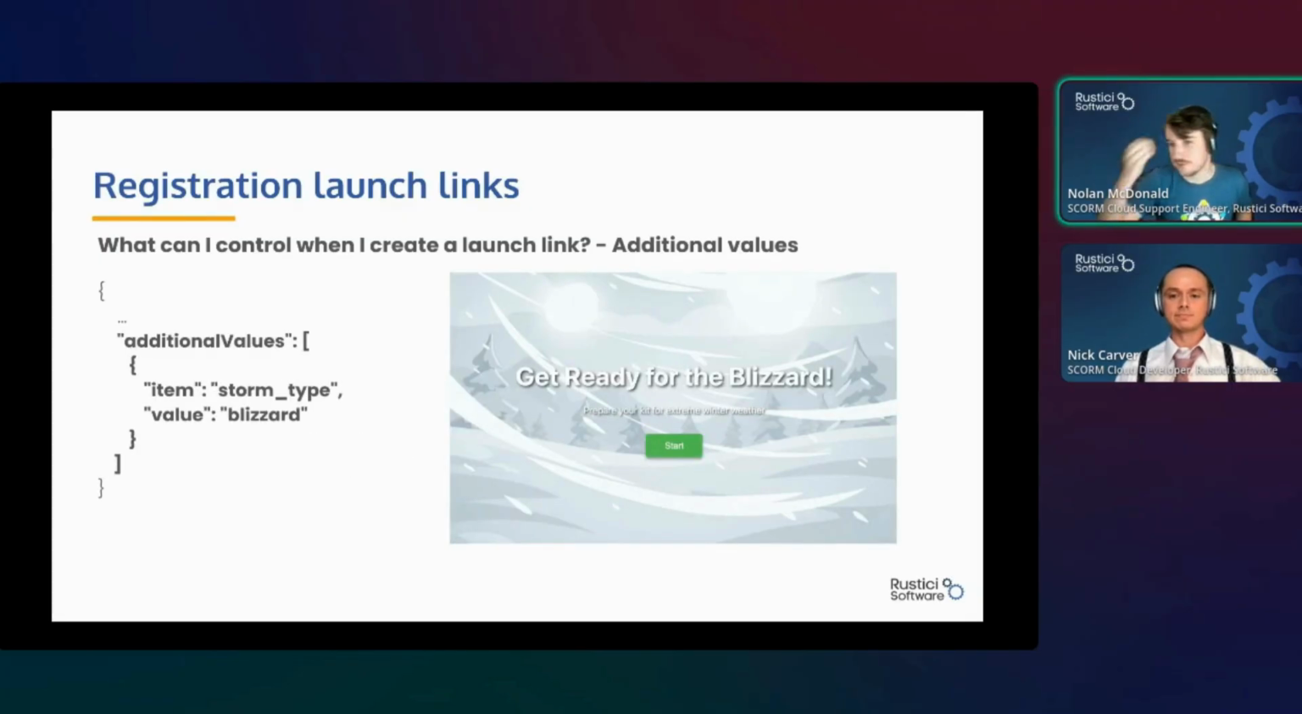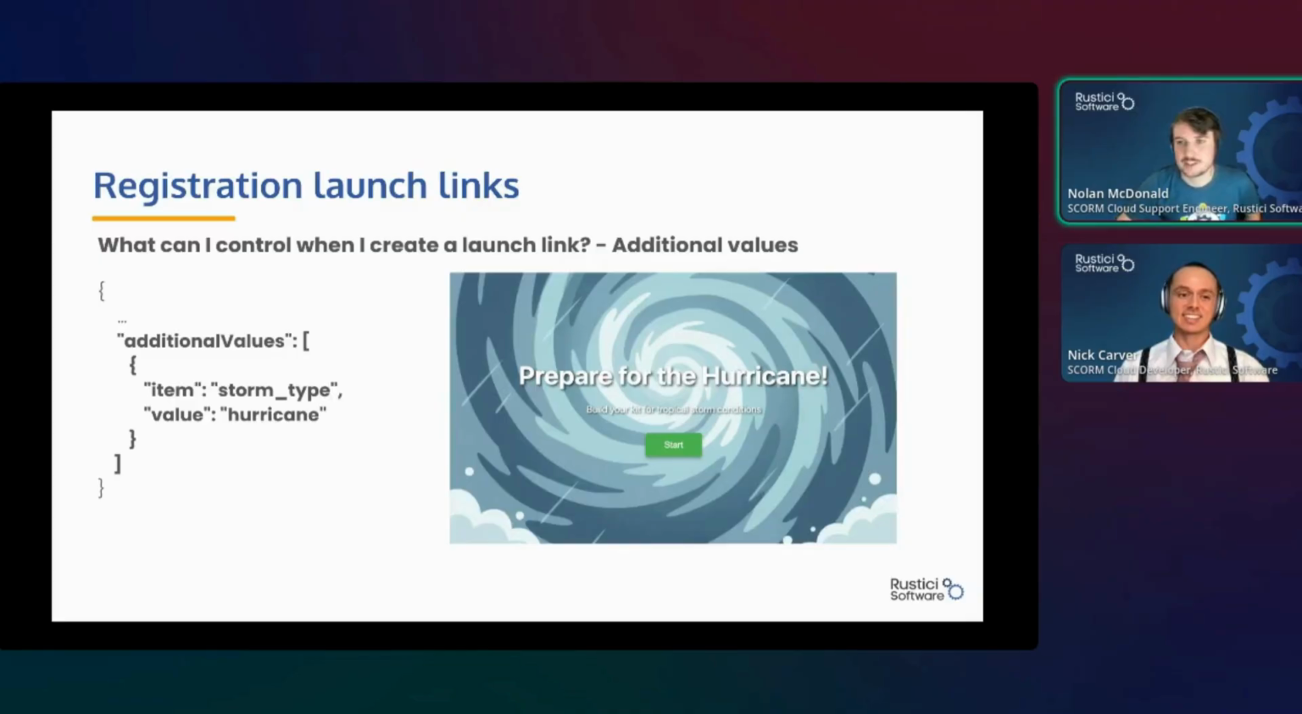We have a quick example of this that Nick will show off. With the course that Nick showed earlier, you can actually pass in a storm type. So you could pass blizzard if you want to train them on blizzard preparedness. On the next slide, you could instead pass hurricane as an additional value for the storm type. And the course, as Nick will show, will dynamically change the content of the course based on that value.